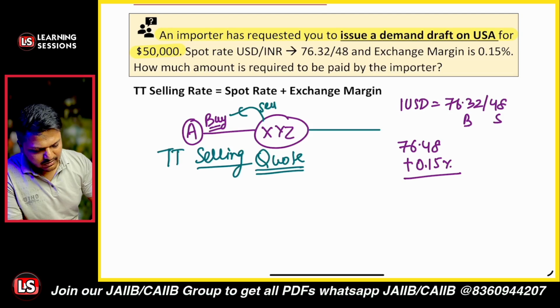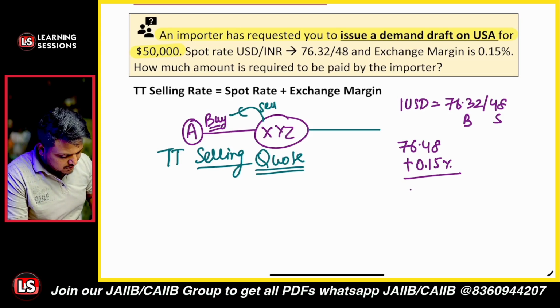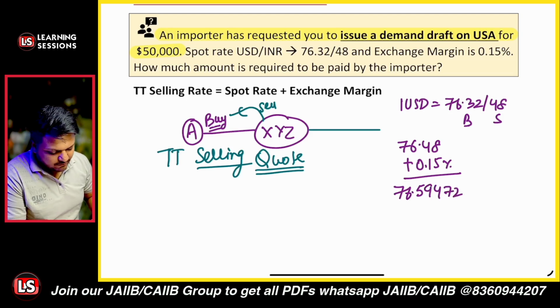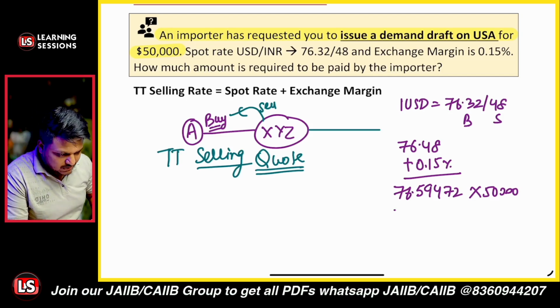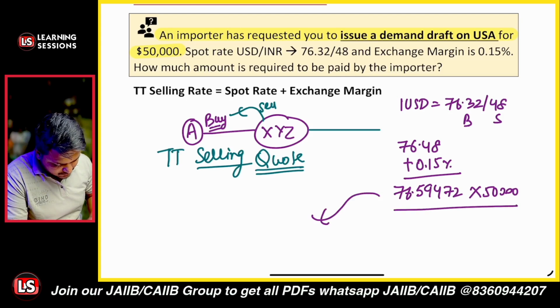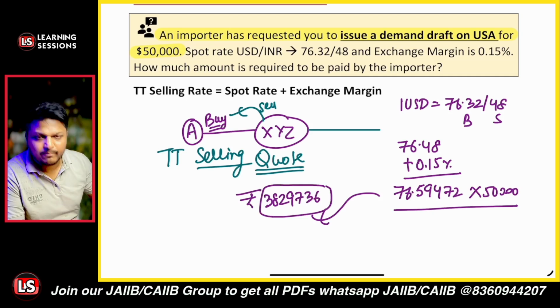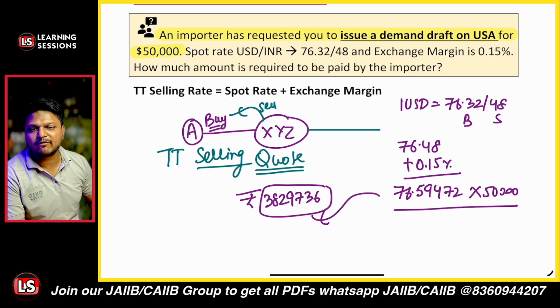This is very much easier, right? 76.48 plus 0.15%. So it is 76.595472, right? And we were to issue a demand draft amounting to 50,000 USD. So multiplied by 50,000, this amount, that is 38 lakh 29,736, will be debited from the importer's account, right? So that will be the case.